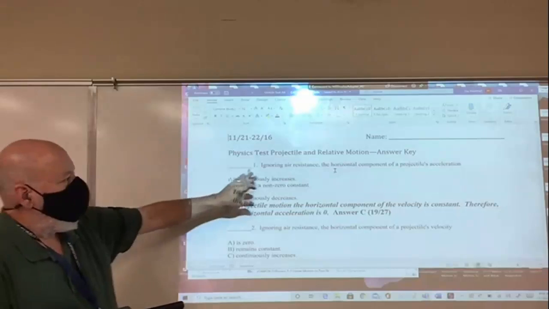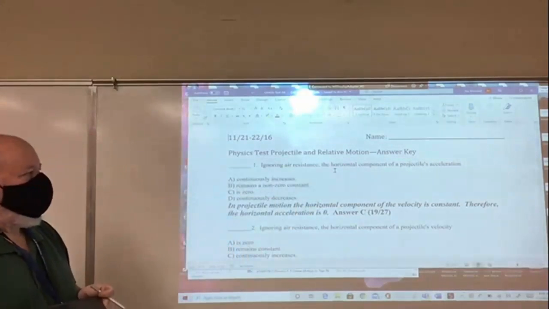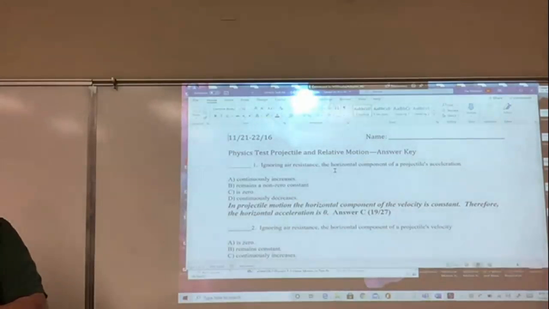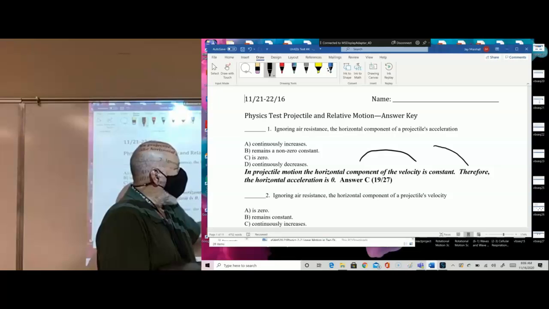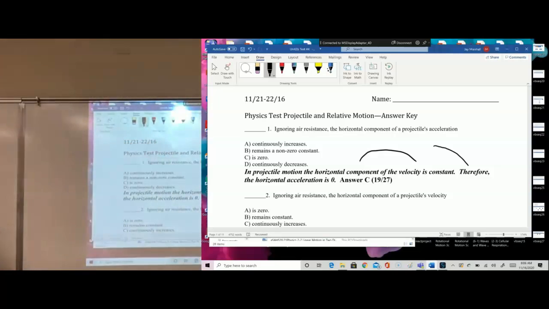Ignoring air resistance, the horizontal component of a projectile's acceleration. Okay, and this doesn't matter if I've got that kind of an angled launch, or a horizontal launch. It doesn't matter. What do I know about the acceleration in the horizontal direction of projectile motion, of two-dimensional motion? Well, if you're ignoring air resistance, it's just going to continue to increase until something stops it. Okay, not quite what I was wanting to hear.